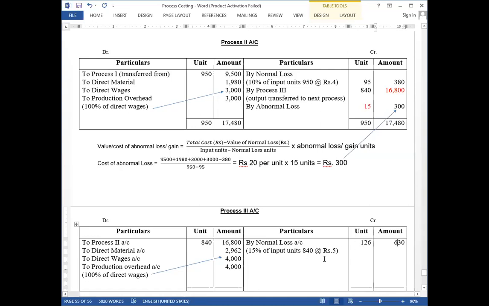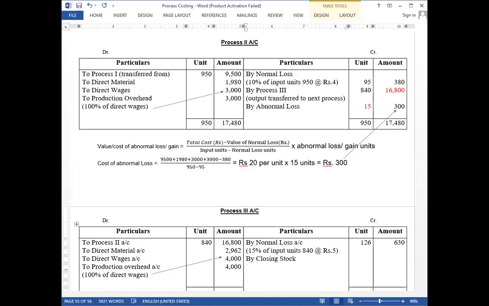Now step number 2 is over because you don't have any weight loss, only normal loss is given. If weight loss is given, you can write that also, and you write only the units and the amount will be nil. Weight loss is not given. Then we are going for step number 3, by output. Here the output has to be transferred to the next process, but there is no next process. This is the last process. If it is the last process, either it will go to closing stock or you have to sell it. But in this problem, sales value is not given, so we are making it closing stock.